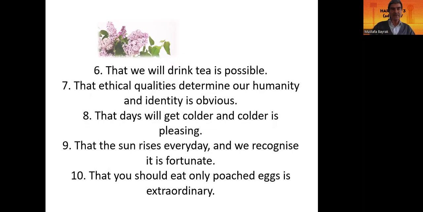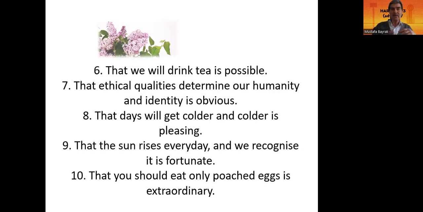Okay, what about 6, 7, 8, 9, and 10? For example, that we will drink tea is possible. Yeah, for example, in a daily speech, we can easily make that kind of sentence. That we will drink tea is possible. That we can drink tea is possible.